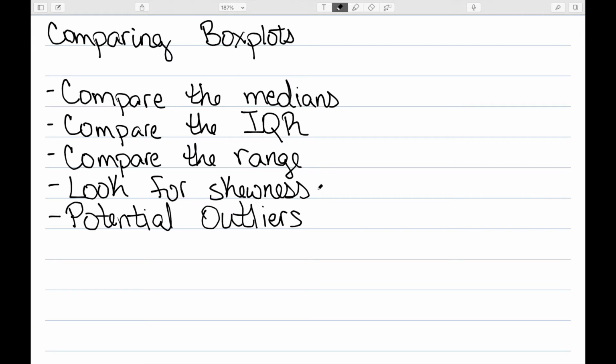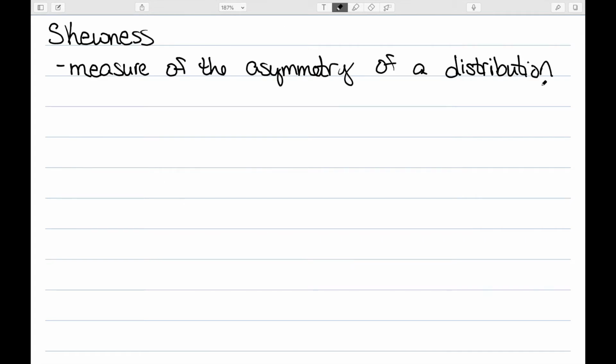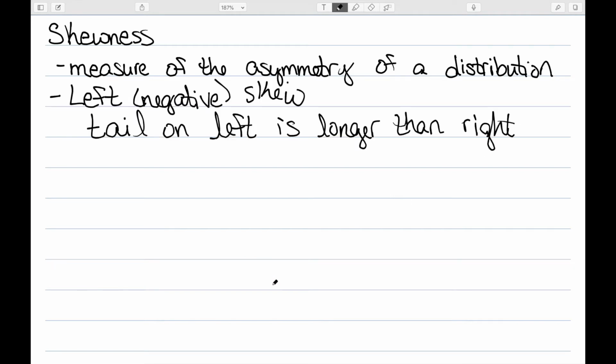So before I look at actually comparing them, I want to talk about this idea of skewness a little bit more. The skewness is a measure of asymmetry of a distribution. It explains exactly how far away it is from being symmetric. A left skew, also known as a negative skew, indicates that the tail on the left side is longer than the right side.